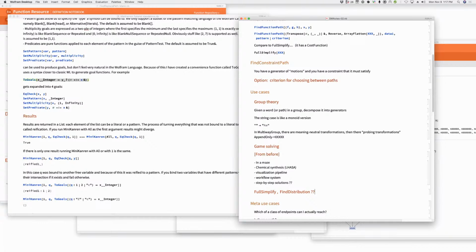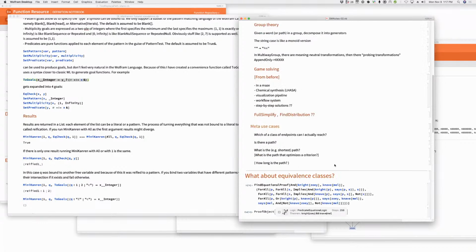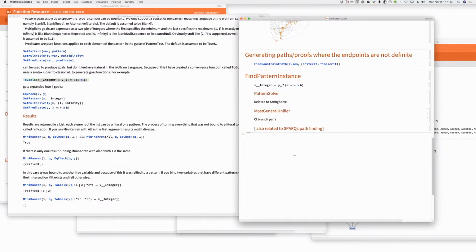So just to summarize, we've got the multiway system as one technology. We've got FindEquationalProof as another technology. We've got Z3 and miniKanren. What other technologies do we have that are relevant to this?